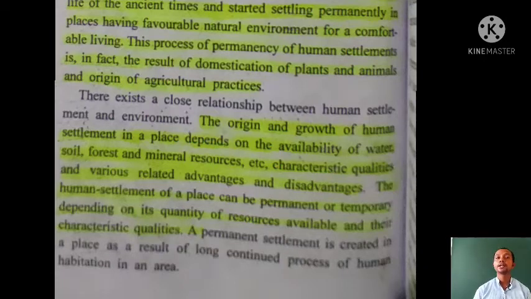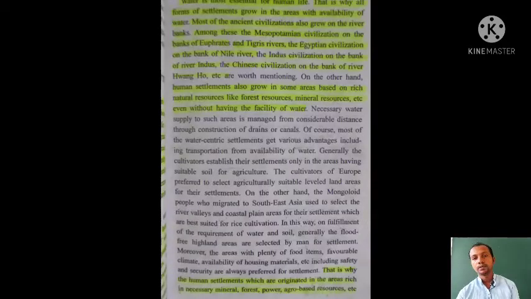All these things, the availability of resources in a place, brought the people together and made the people get settled in a place. So availability of resources is the most responsible factor for the origin and growth of a human settlement.